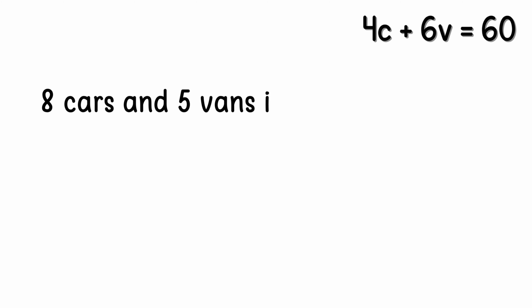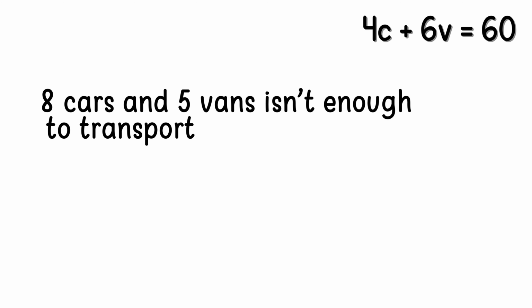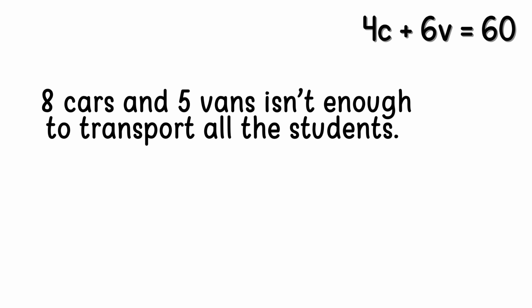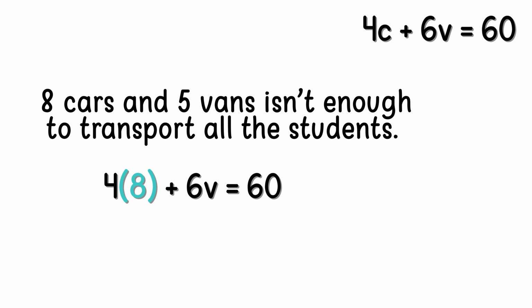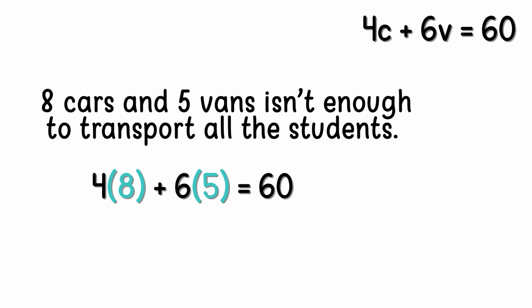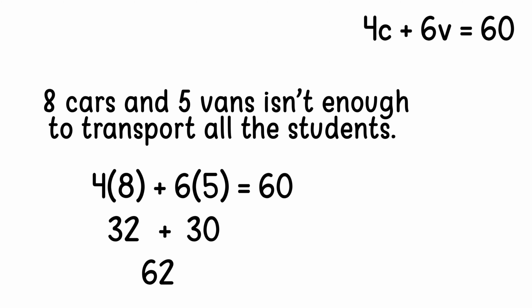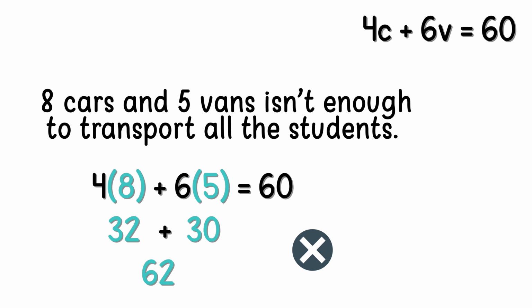Now we have that if 8 cars go and 5 vans go, then there isn't enough room to transport all of the students. So we'll put this into our equation, and we'll want to see a number less than 60 to show that we didn't have enough room. So C becomes 8, and V becomes 5. This will give us 32 plus 30, which gives us 62. So we actually have extra space instead of not enough. So this is a false statement.